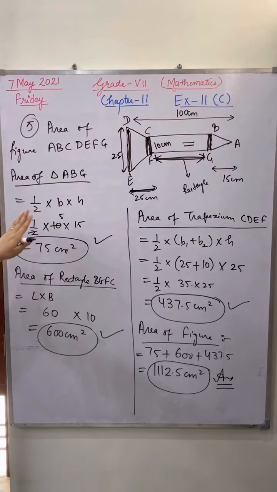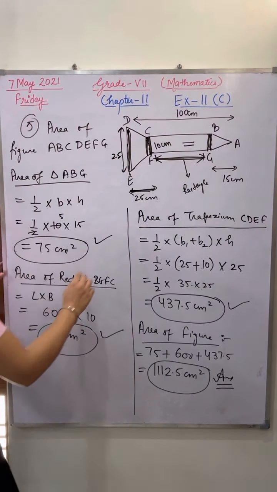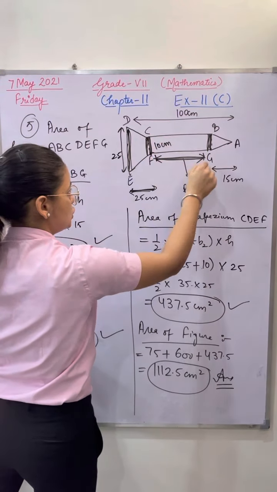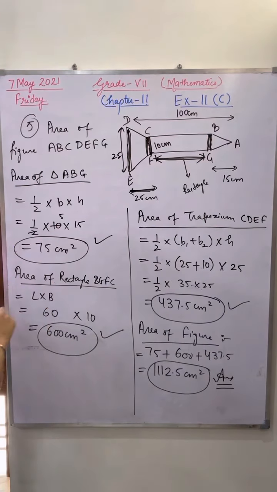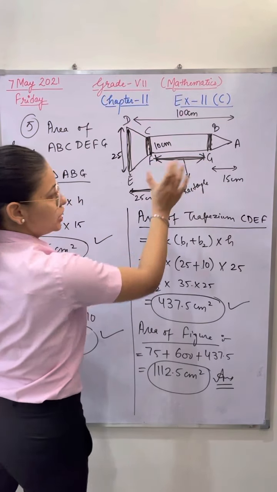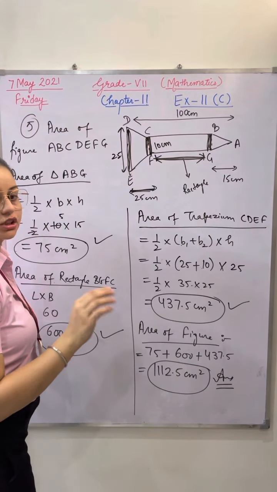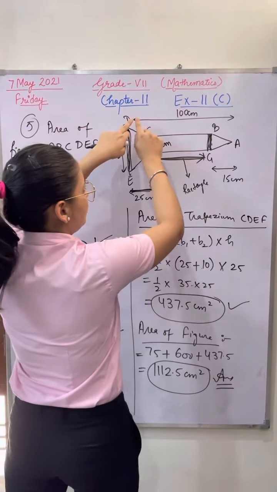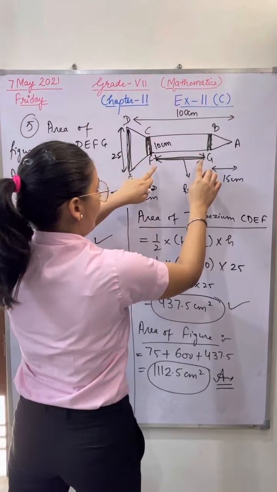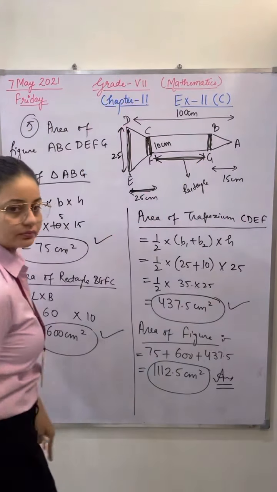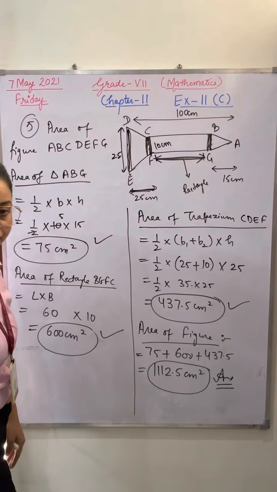This is the area of triangle. Now comes to the area of rectangle. This is the rectangle BCFG. And the area of rectangle formula is length multiplied by breadth. The length of the rectangle is not given. So from this complete length, you have to separate the length of this trapezium and this triangle. Understood?